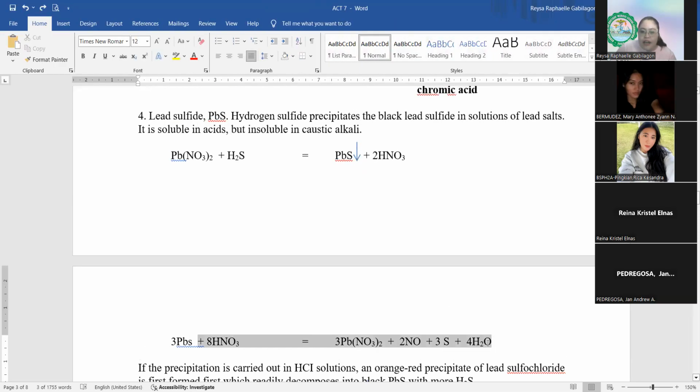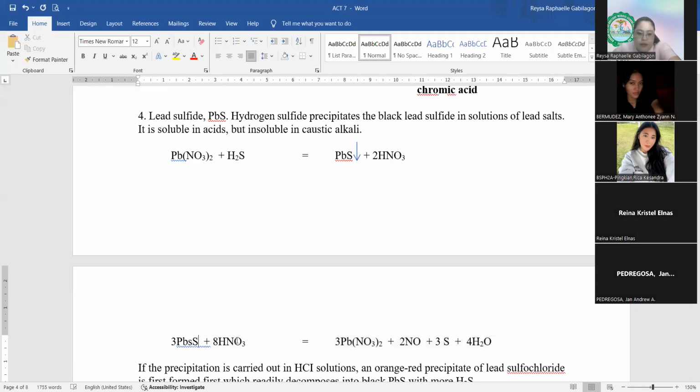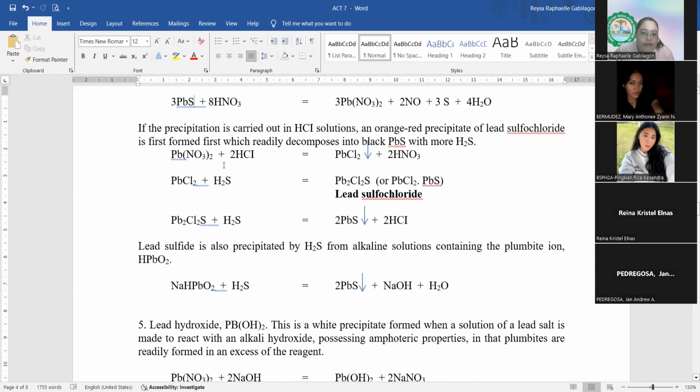Ito yung kanyang equation. The lead sulfide, this is capital letter S. Pag nilagay mo siya sa nitric acid, you will get lead nitrate, a nitric oxide, the sulfur, and the water, which are all soluble. So you will not see a precipitate there. Okay? However, if the precipitation is carried out using HCl solution, ang makukuha natin na precipitate naman is orange-red precipitate, which is the lead sulfochloride.